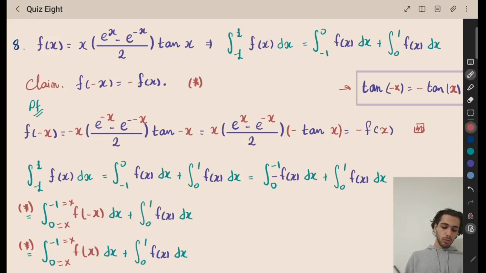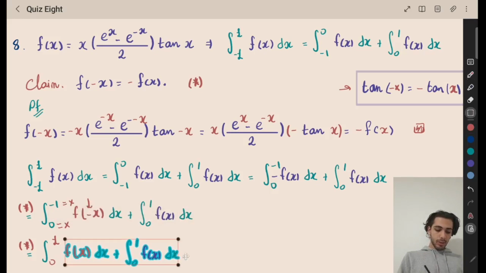Now, why is this true? Why can't I just write 0 to 1? Because all the values from x is equal to 0 to x is equal to minus 1 are negative. But then I'm multiplying them by minus when I plug them in. Then all of my values become positive. You see what happens? So that's really what happens.